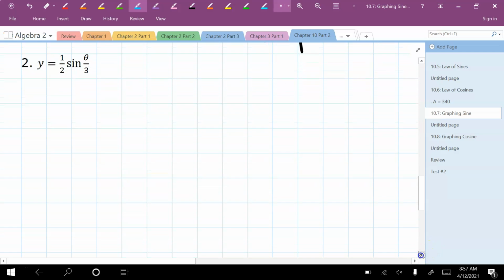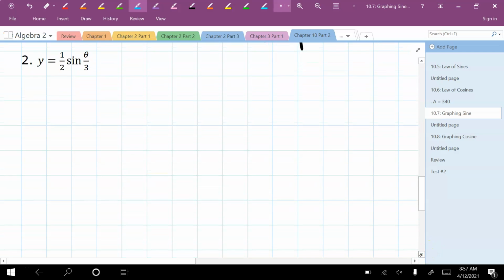All right, so this next one we have y equals 1/2 times sine of theta over 3. First of all, the number in front is 1/2. It's not 2, so we're dealing with a fraction here. That means that this graph is going to be compressed, kind of squished down, so it's not going to go as tall as that last one did.